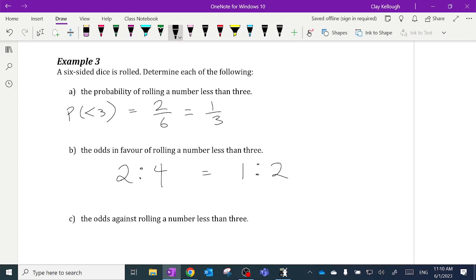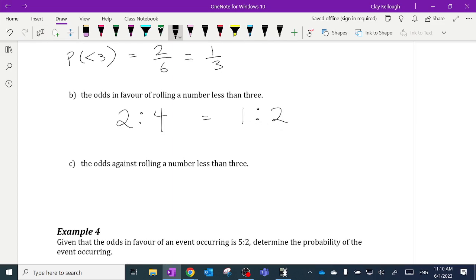Yeah. For odds against, I just have to, again, flip it. But if I wanted to think it through, okay, how many things are not less than 3? Well, 3 is not less than itself. So there's 3, 4, 5, 6. So that's 4 things. How many things are less than 3? 1 and 2, 2 things. The odds are 2 to 1. 2 to 1 odds against rolling a number less than 3.